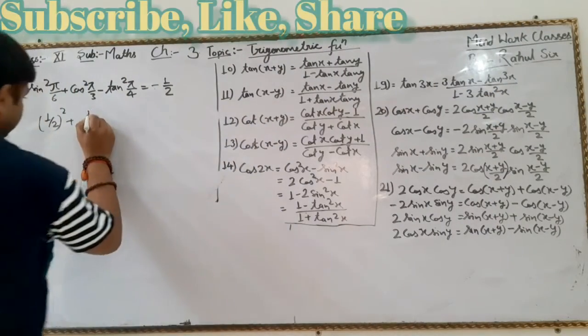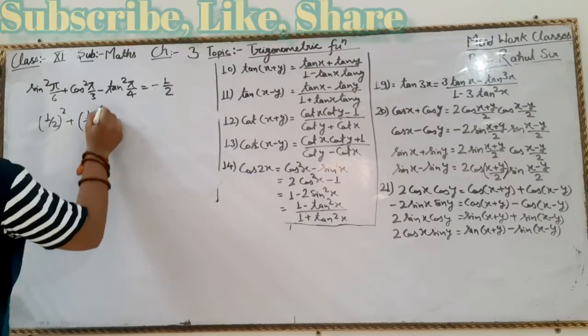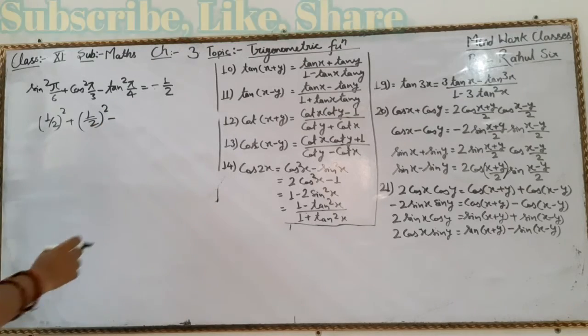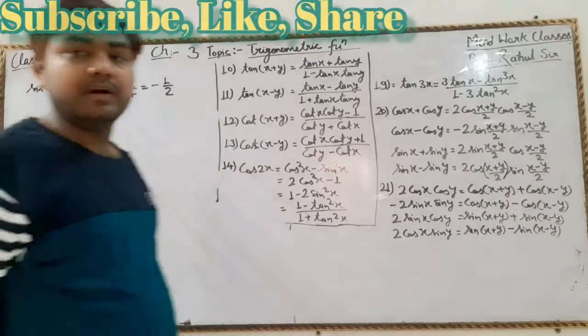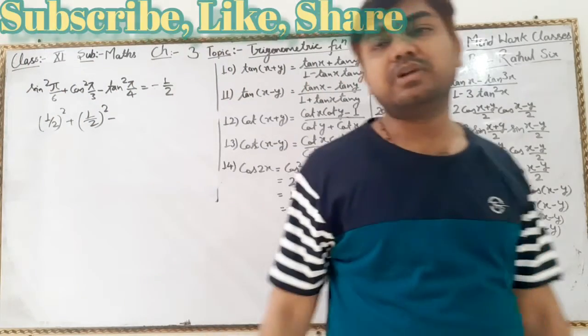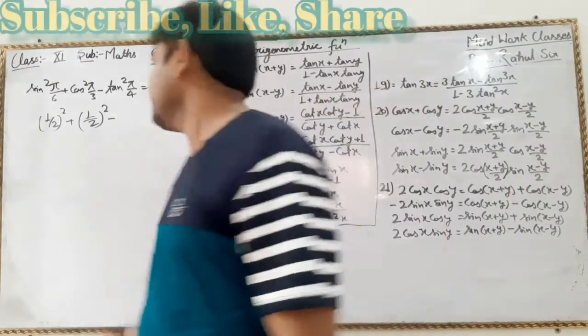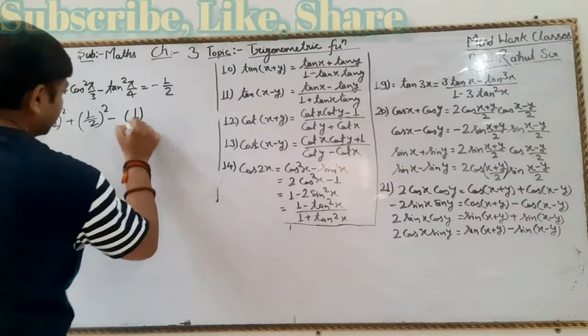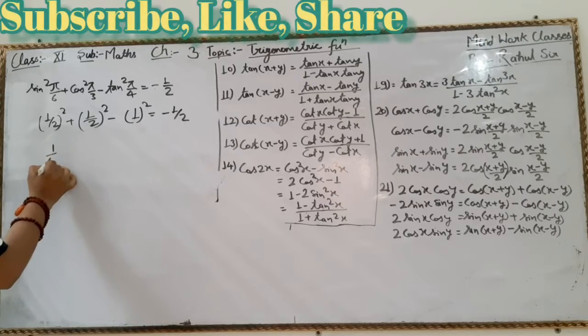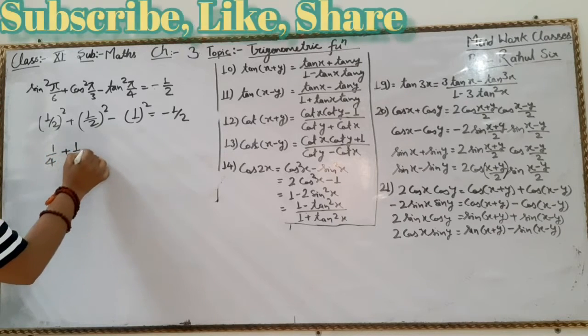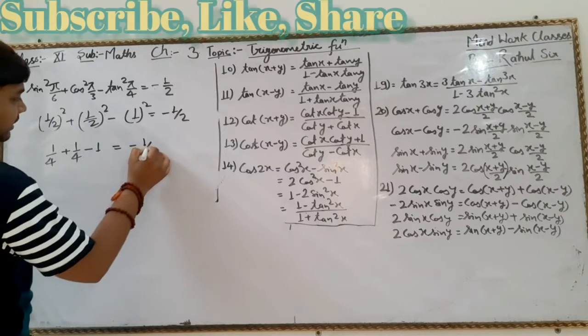Again (1 by 2) square minus tan pi by 4. So what is the value of tan pi by 4? Pi by 4 means 45 degrees. So tan 45 degrees value is 1. So 1 square, that is equal to minus 1 upon 2. So it will become 1 upon 4 plus 1 upon 4 minus 1 is equal to minus 1 upon 2.